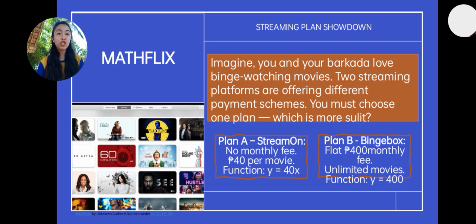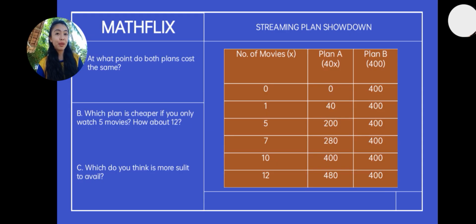And for plan B, which is Binge Box, there will be a flat 400 pesos monthly fee. But you can watch as many movies as you can. And the function to represent that is y is equal to 400. We have here the table that visualizes the difference between plan A and plan B. And for column A, we have x, which represents the number of movies.